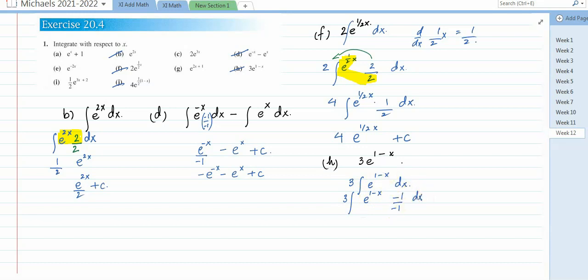Now the function is ready to integrate because the derivative of its power is right next to it. So this minus 1 in the denominator, we are going to take it outside, so minus 3 e to the power 1 minus x and then plus c. That is your answer. And after part H, it's part J here.